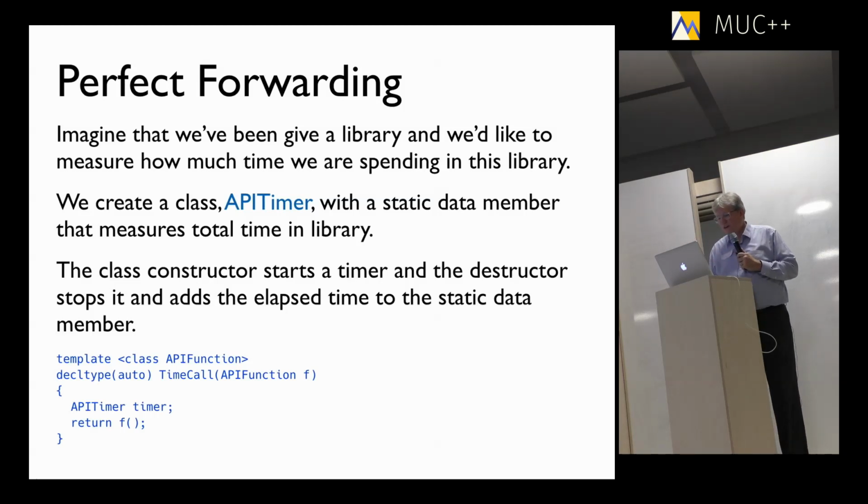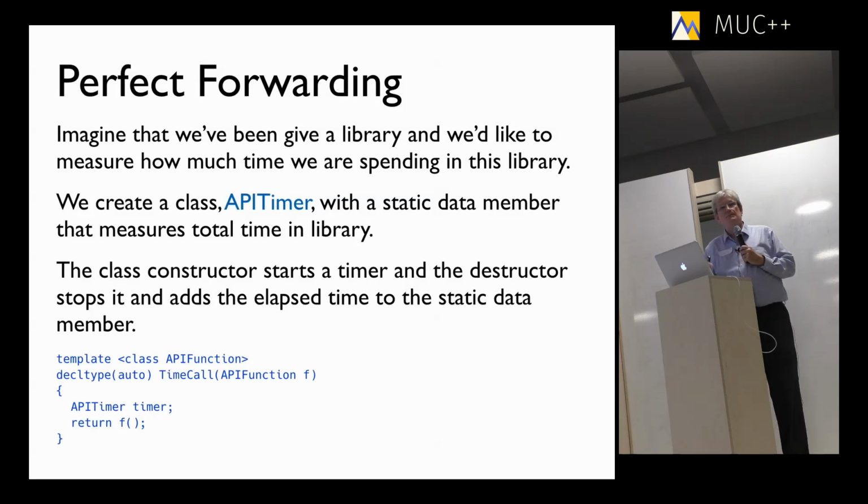But before it calls the function, it's going to put this API timer object on the stack. And the API timer object, all it does is it calls now in the constructor, calls now in the destructor, figures out how long that object has existed, and every time the destructor is called, it calculates how long it is, and adds that to some static data member that is keeping a total elapsed time.